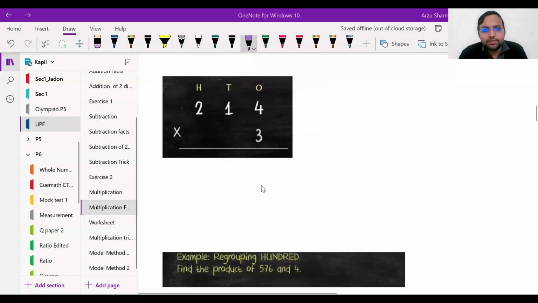Next one, try this. So here again, we'll multiply the one's digit of this three-digit number by 3. So 3 times 4 is 12. Now since 12 is a two-digit number, 1 has to be carried over. Next, we'll multiply 3 with 1. So 3 times 1 is 3 plus 1, 4. And 3 times 2 is 6.